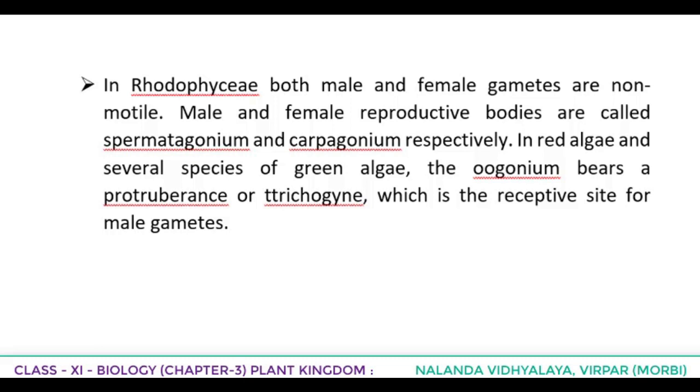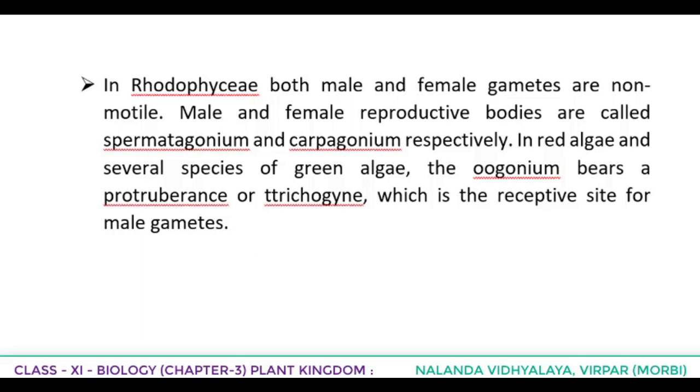In red algae and several species of green algae, the oogonium bears a protuberance or trichogyne, which is the receptive site for male gamete. Once again, see what is the point.